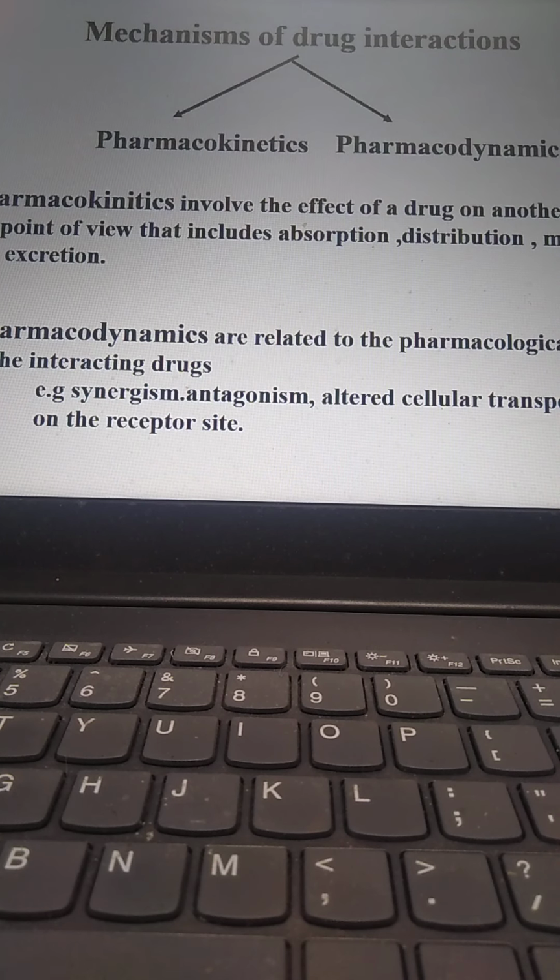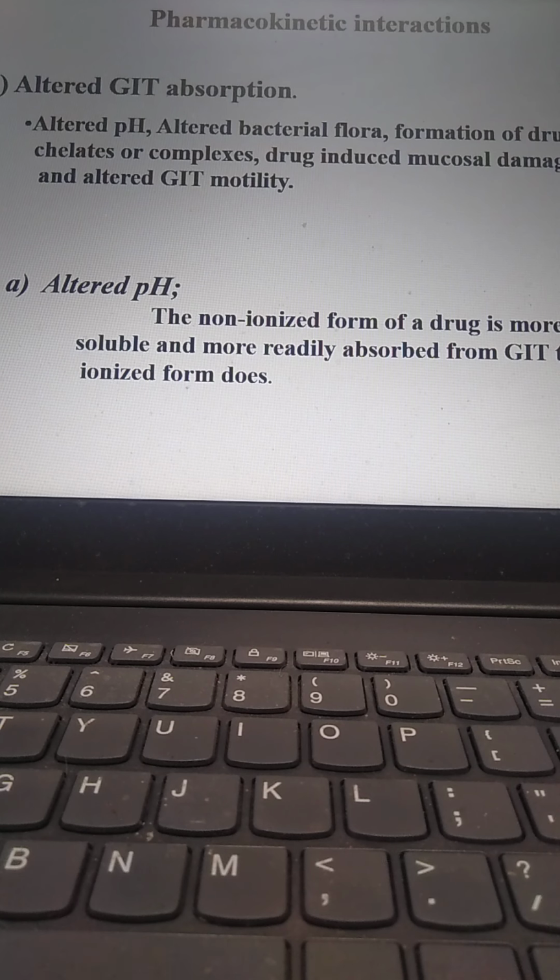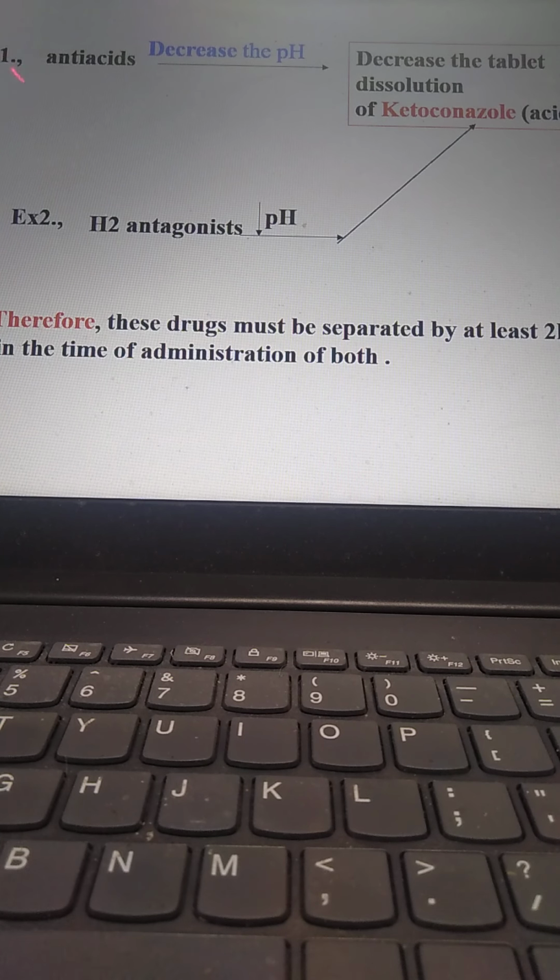Now the pharmacokinetic parameters: altered GIT absorption, altered pH, altered bacterial flora, formation of drug chelates or complexes, drug-induced mucosal damage, and altered GIT motility. Then number 1 is altered pH. The non-ionized form of a drug is more lipid soluble and more readily absorbed from the GIT than the ionized form is.